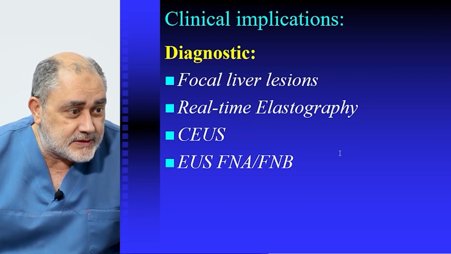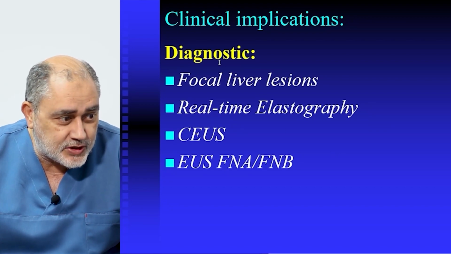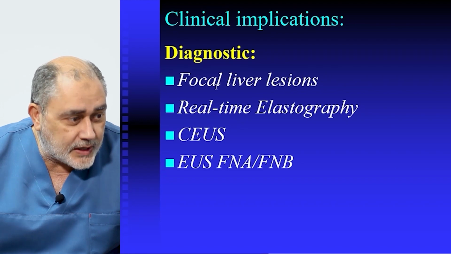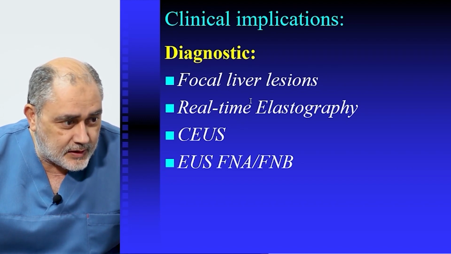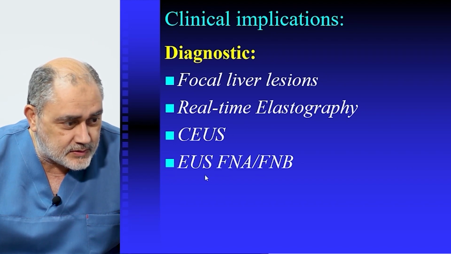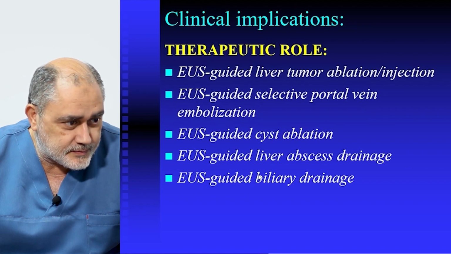So let us see the clinical implications of the normal segmental anatomy by linear EUS examination. Diagnostic, of course, as I told you before, we can detect small focal hepatic lesions not seen by CT or MRI. When we see a focal lesion, we can do real-time elastography and contrast-enhanced endoscopic ultrasound. Of course, we can do EUS FNA or FNB.